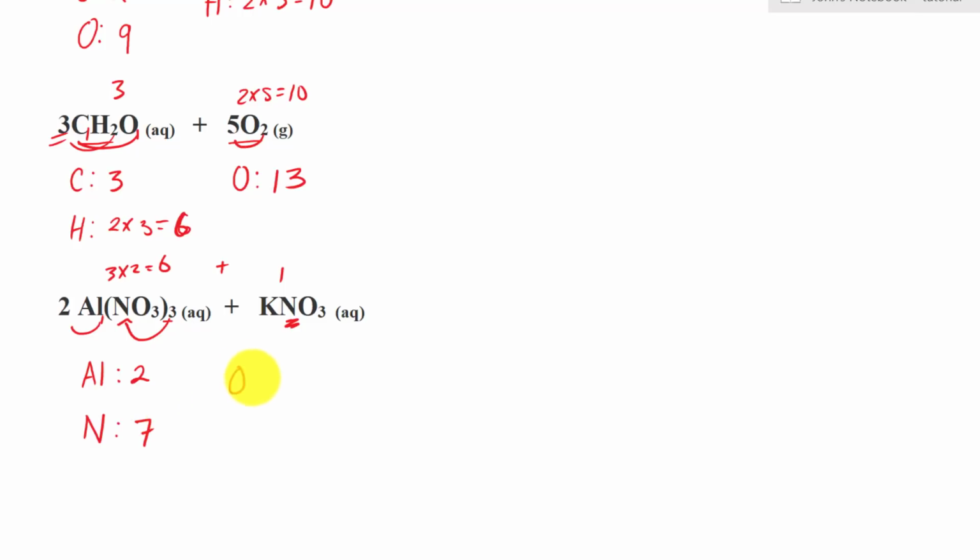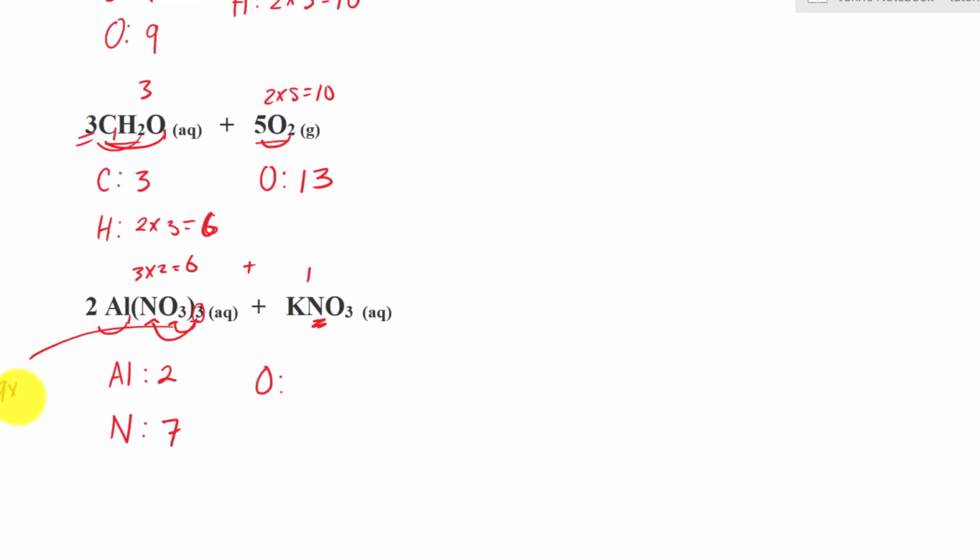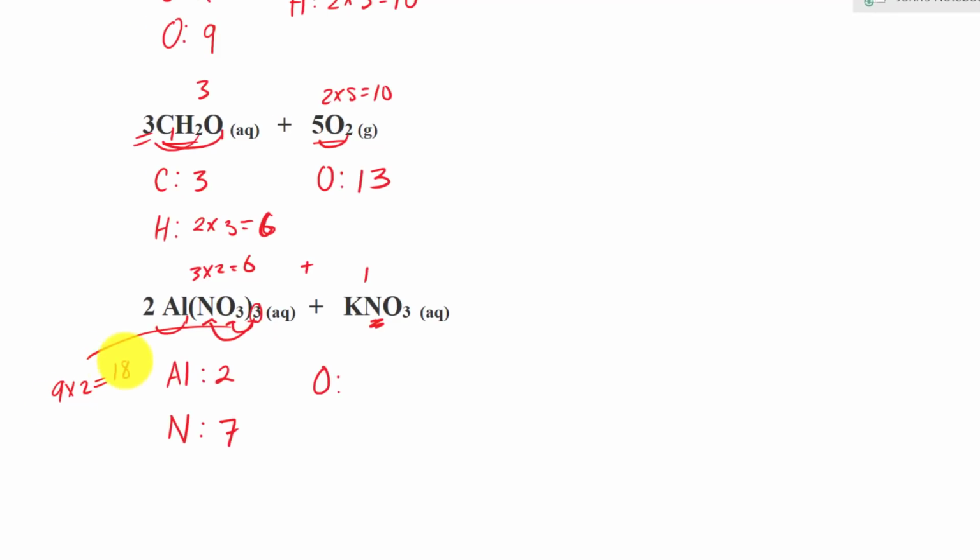Then for oxygen, very straightforward. Here we have 3 of the nitrate, so 3 times 3 gives us 9. But that 9 is being multiplied by 2, which gives us 18. Well, over here we also have 3 more, so 18 plus 3 gives us a total of 21. And that is how you count the number of atoms for each element. It doesn't matter how many substances you have. You just add them all together by interpreting one chemical formula at a time.